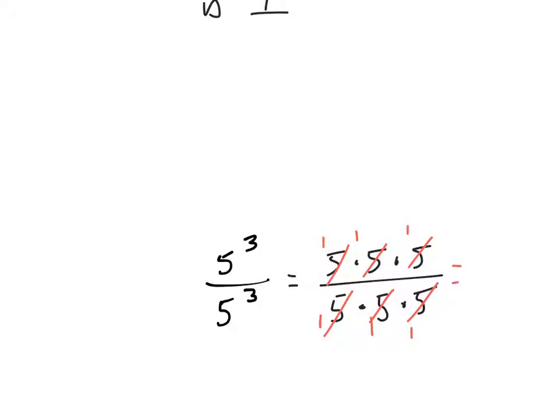And then if I multiply across the top, I get 1. And if I multiply across the bottom, I get 1. And if I reduce, I get 1. Does that make sense? Okay?